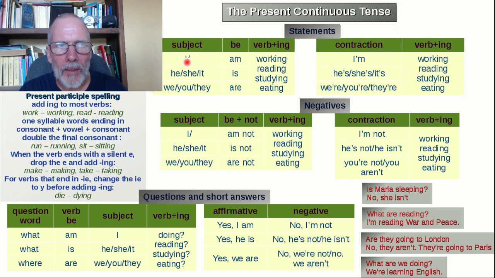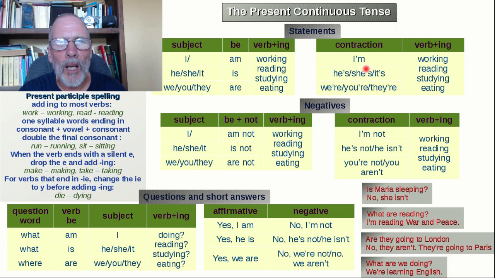For example, I can say I am working, I am reading, I am studying, I am eating. Or he is working, she is reading, it is eating. Or we are working, you are reading, they are eating, we are studying. This is how we form the present continuous tense statement.